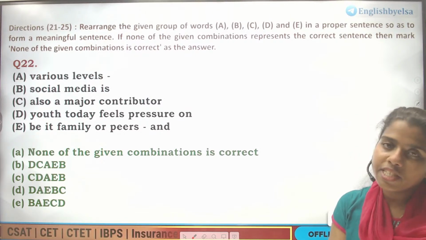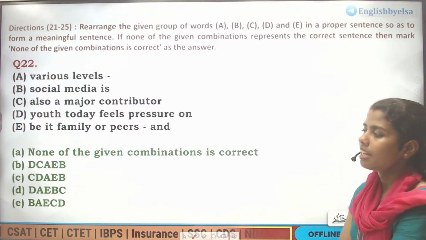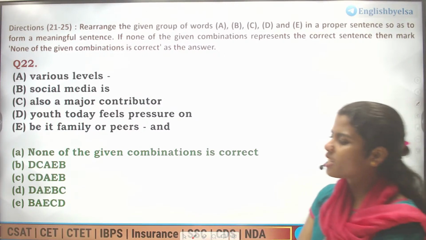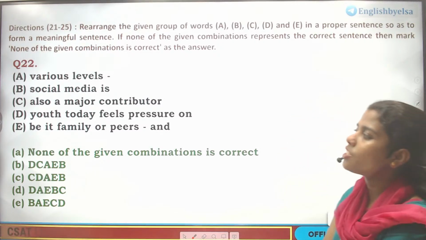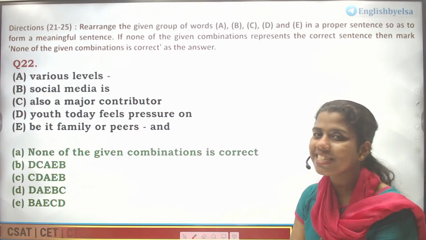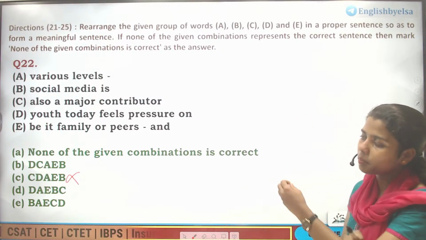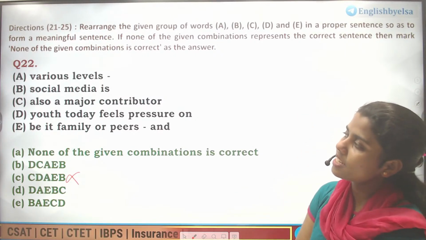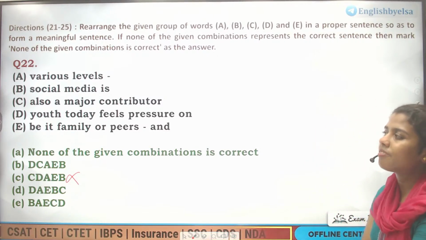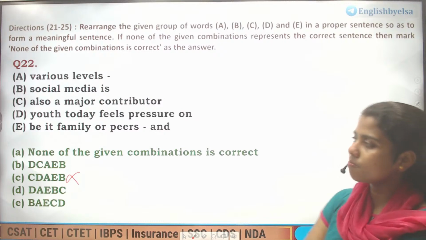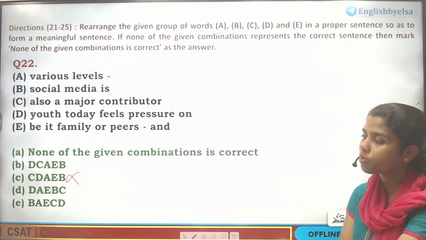The written arrangement is obviously wrong. We have to arrange it. Looking at the options, it is either B, C or D. "Also a major contributor" cannot start a sentence like that, so one option is gone. D and B are left. "Social media" is a sentence that can obviously start that way. "Youth today feels pressure" can also start a sentence. That means both are possible.